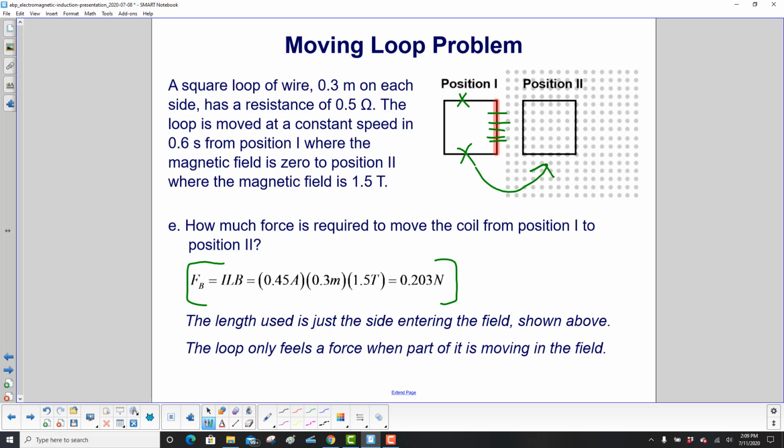So the length, we're going to use 0.3 meters. We're just going to take into account what's happening with this guy moving through the field. And we have the current, and we have the magnetic field. Plug the numbers in, we get 0.203 newtons.